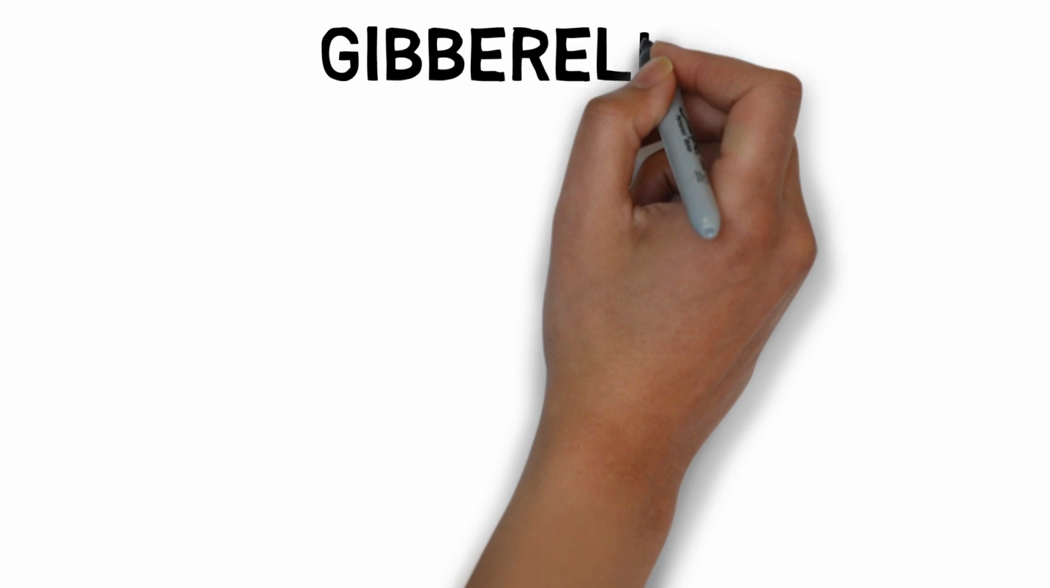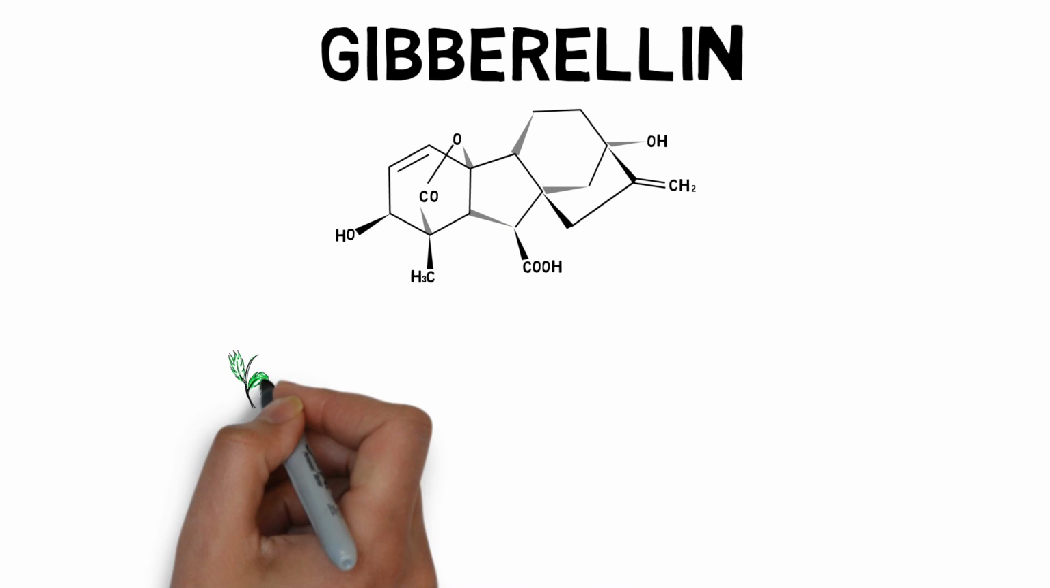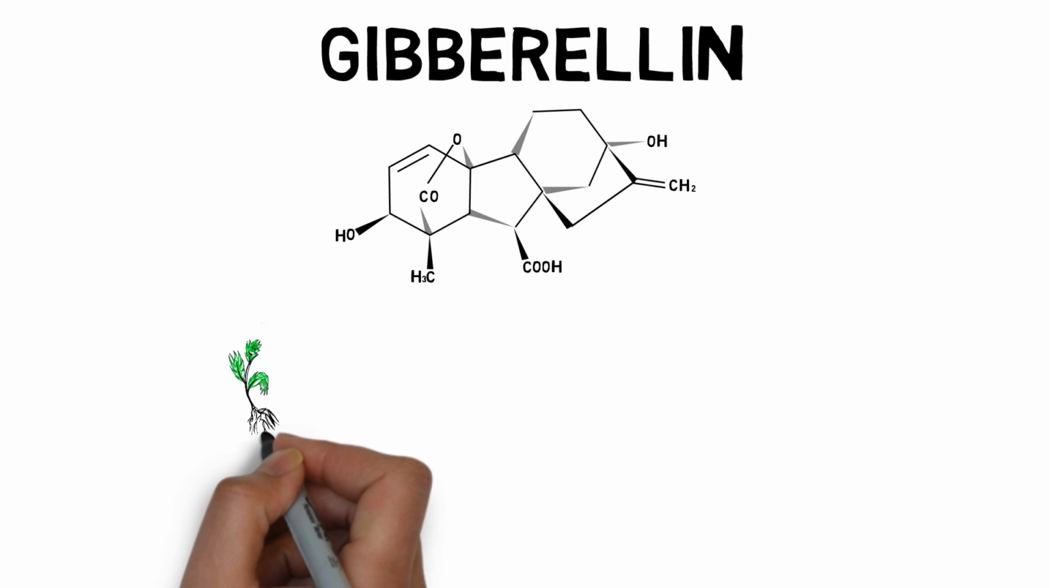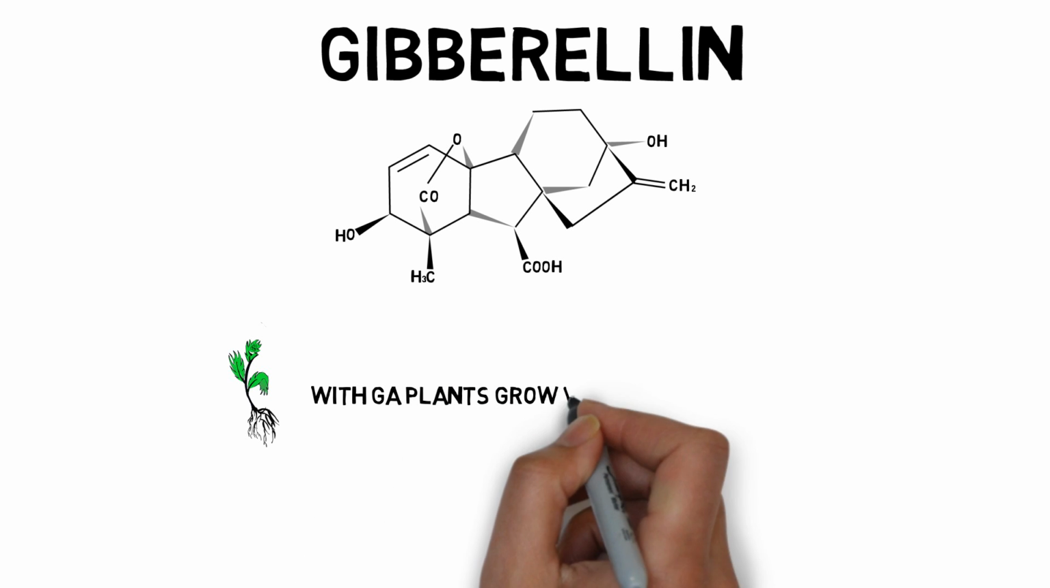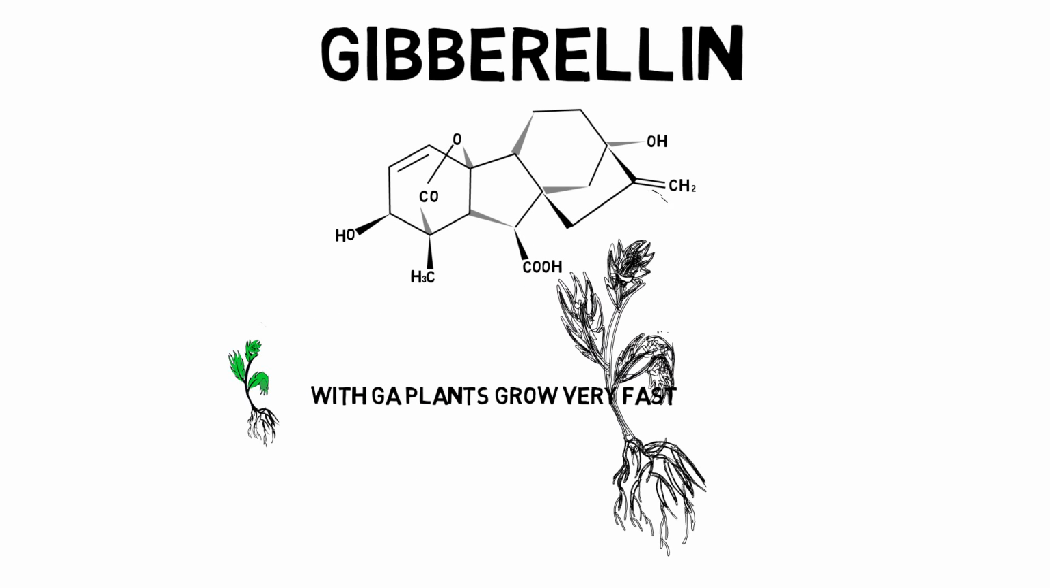Gibberellins could be considered as the speed hormone as it accelerates many different developmental processes. For example, gibberellins will speed germination of seeds, induce flowering in young plants, or speed up growth of young leaves and stems.